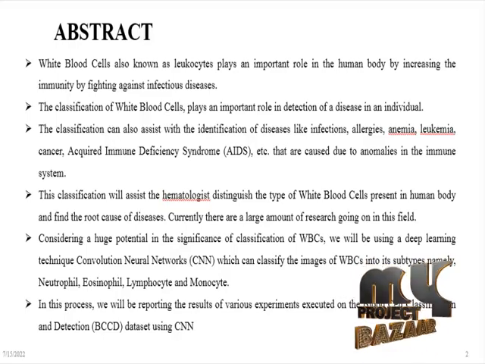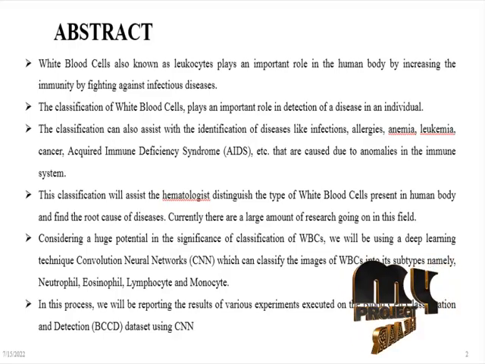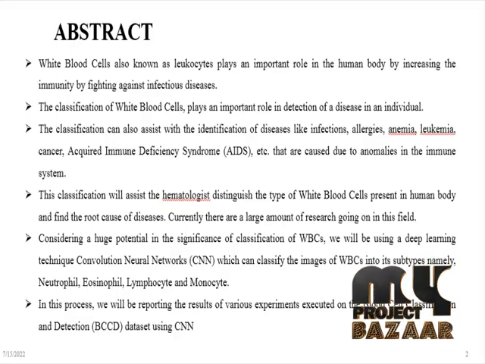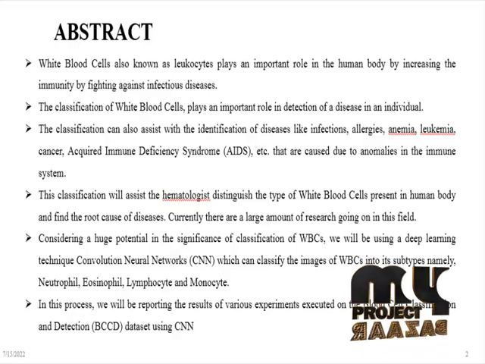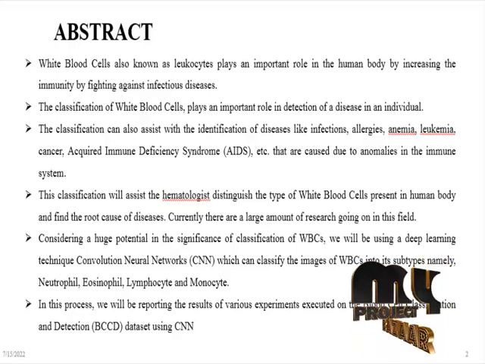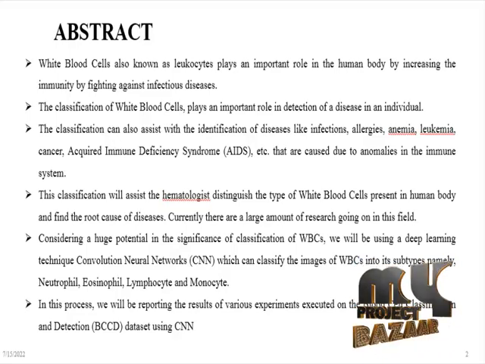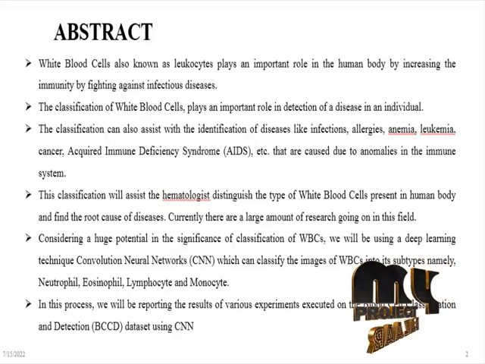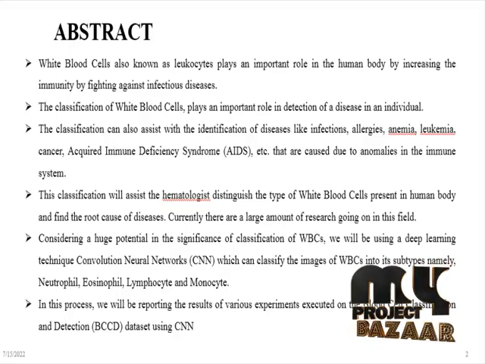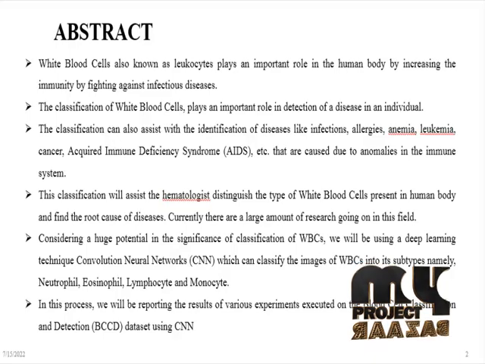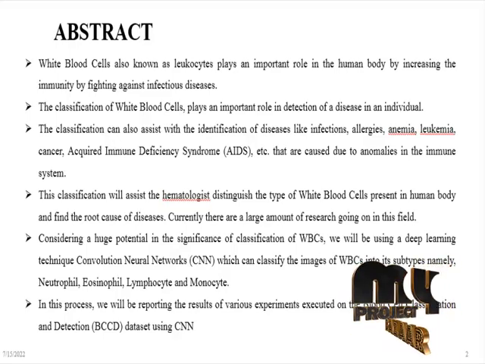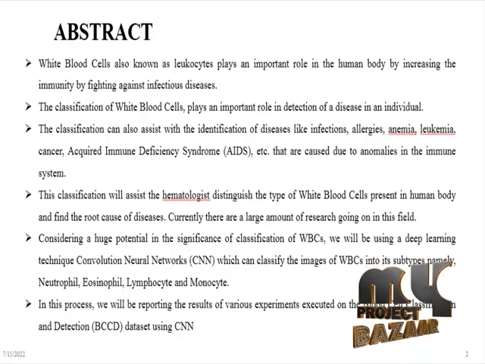The classification can also assist with the identification of diseases like infections, allergies, anemia, leukemia, cancer, acquired immune deficiency syndromes, etc. that are caused due to anomalies in the immune system. This classification will assist the hematologist in discovering the type of white blood cell present in the human body and finding the root causes of disease. Currently, there is a large amount of research going on in this field.